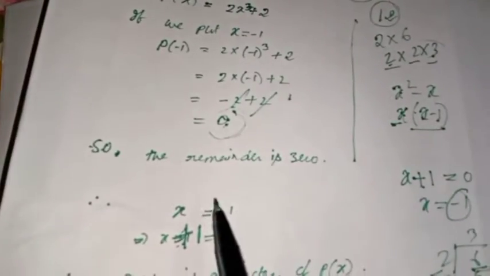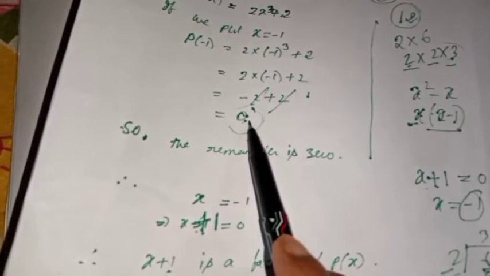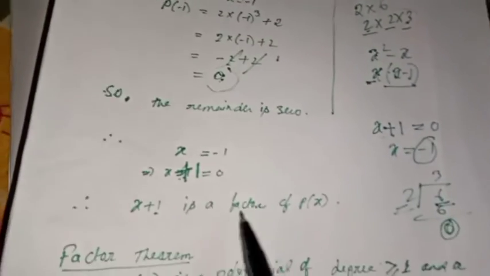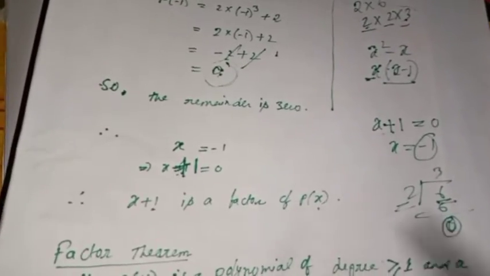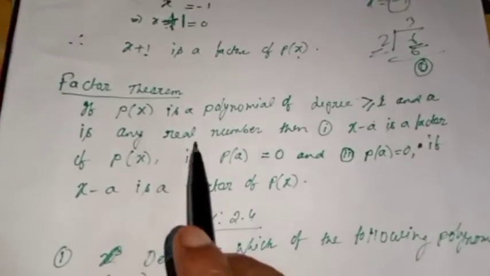Similarly, when you divide 2x cube plus 2 by x plus 1, we get the remainder 0 according to the remainder theorem. So that means x plus 1 is a factor of p(x). And this is only the factor theorem. What is the factor theorem? I have written the theory here.